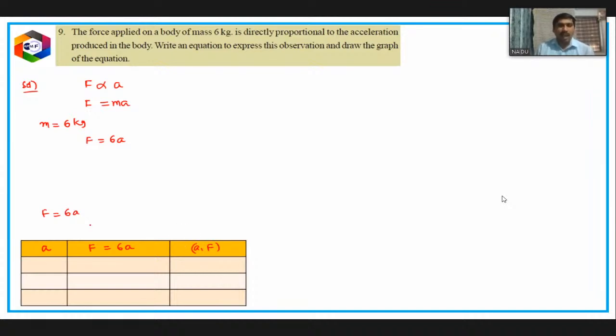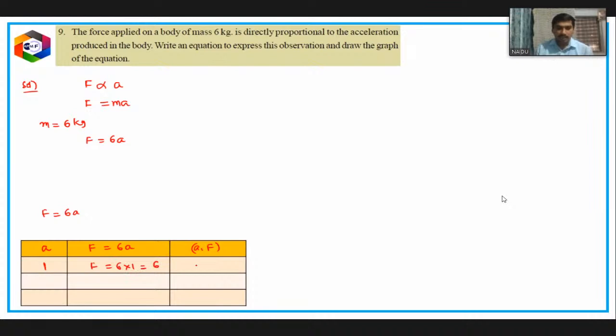Now I am going to take A as 1. Actually the units of A, acceleration, are meter per second square. So here units are not necessary for us mainly, but we need the graph. So A equal to 1 I am keeping, and from this F will be equal to 6 into 1, which will be equal to 6.